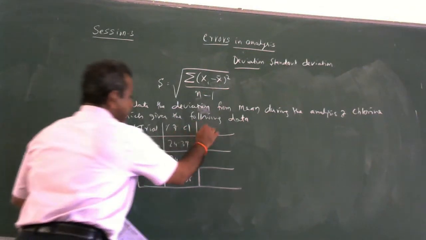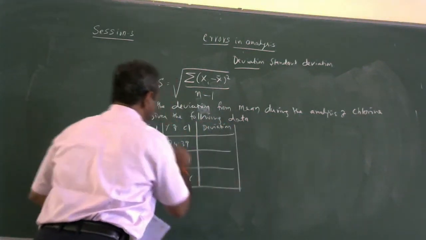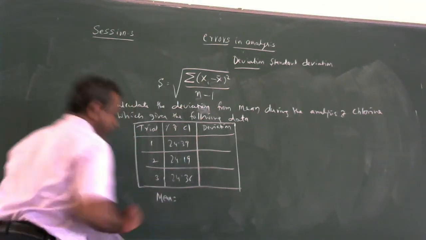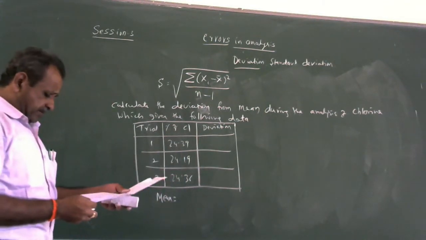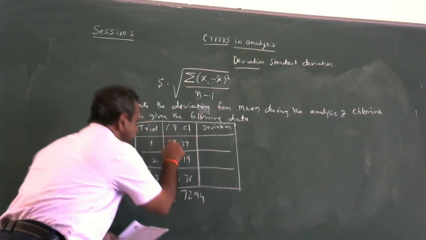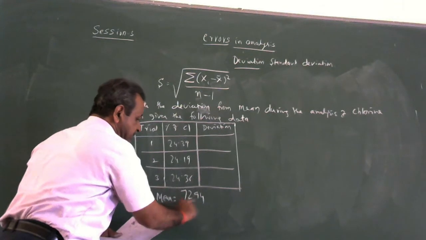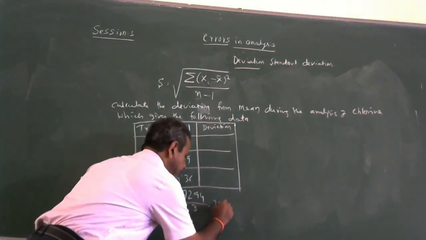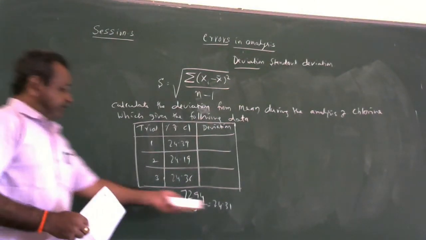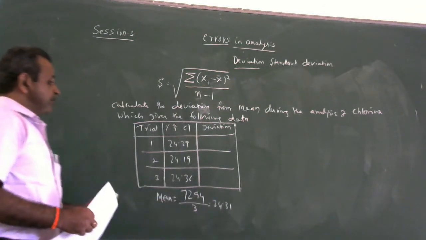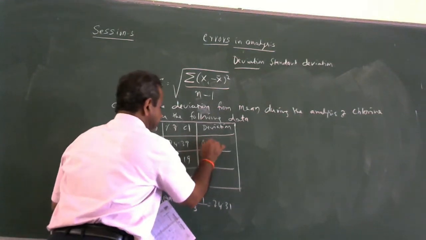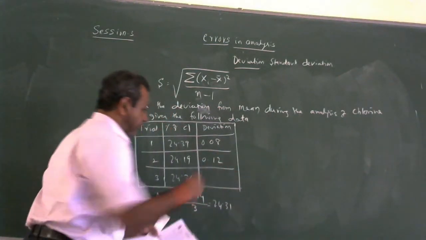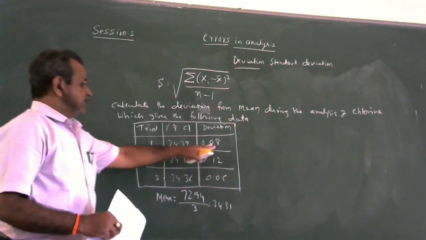Now, to take the deviation, first you take the mean. Mean is equal to the sum of these three divided by three. 24.39 plus 24.19 plus 24.36 gives 72.94, divided by 3, that gives 24.3. So this is the mean, and then the deviation. How much deviation? It is 0.08, here it is 0.12, and here 0.06. I have just given the magnitude.